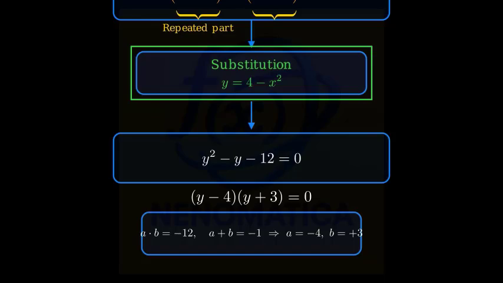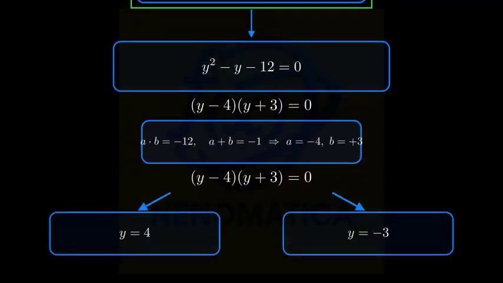Those are negative 4 and positive 3. So we get (y - 4)(y + 3) = 0. From the factored form, set each factor to 0. That gives y = 4 or y = -3.